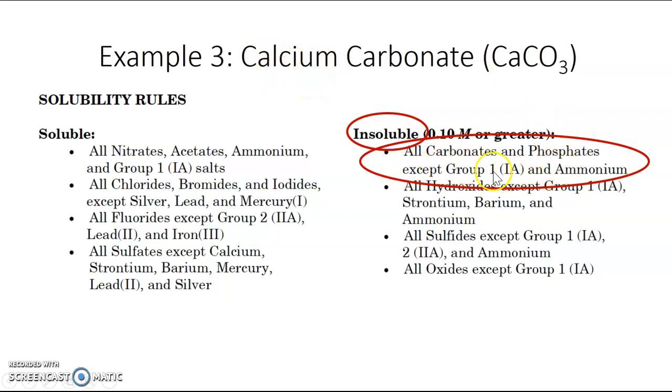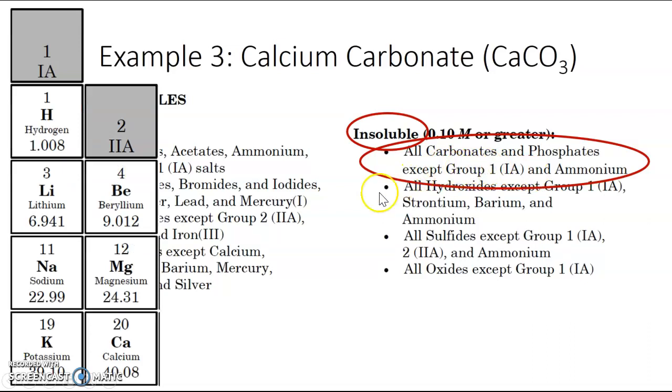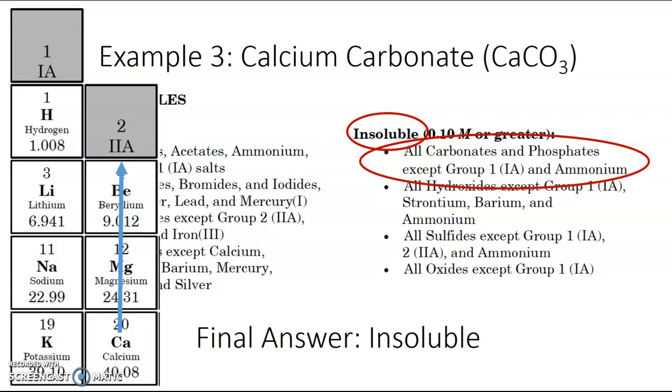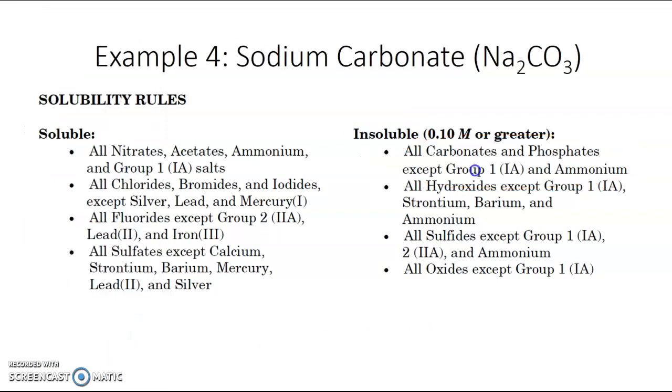But in order to double check whether our cation is in group 1, we need to get out our periodic table. So we're going to go to the periodic table, we're going to find calcium, and calcium is in group 2, which means the group 1 exception does not apply to us. And so like most of the carbonates, calcium carbonate is going to be unable to dissolve in water. That would be our prediction for calcium carbonate. But what if we were part of those exceptions?